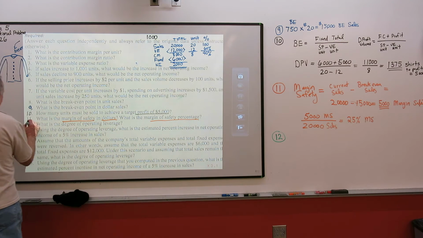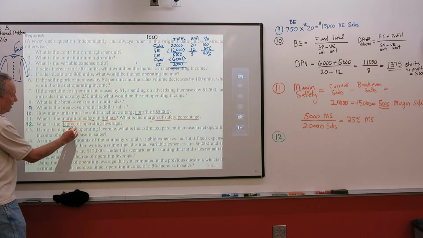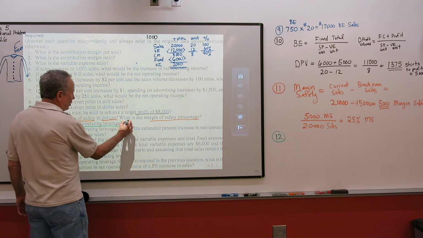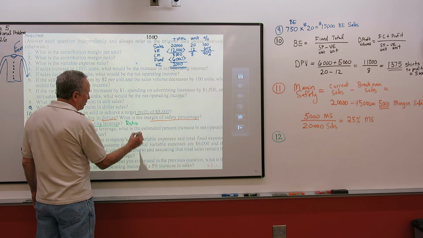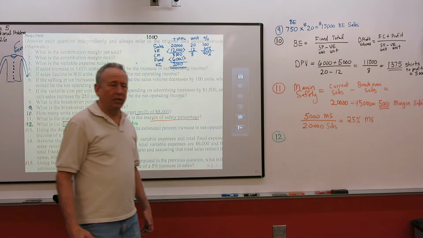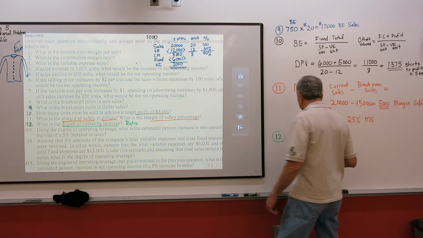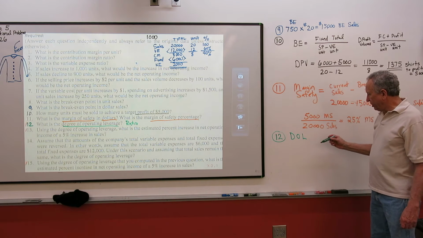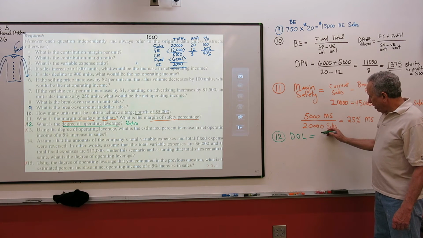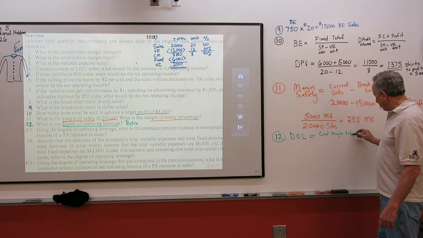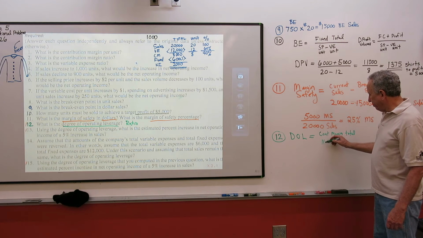Okay, this is a different concept. It says, what is the degree of operating leverage? Well, the degree of operating leverage really is just a ratio. But like all ratios, you have to play with it and look at it a little bit to understand it. And let's just do this. Degree of operating leverage, I'm going to abbreviate that. Degree of operating leverage is equal to, we take the contribution margin in total, and then we divide it by the net income.